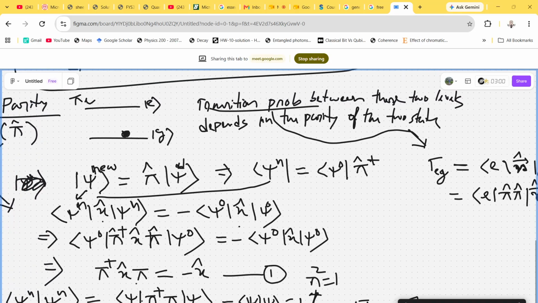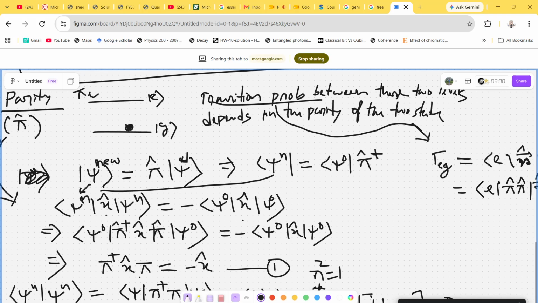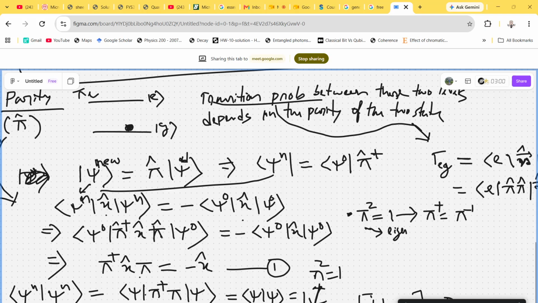So what I was telling, that excited state has parity pi e. And another property, if you study the parity operator, you will get pi has eigenvalue plus minus 1. These are the properties: pi square equals 1, and this implies pi dagger equals pi inverse. From here you can show that it has eigenvalue plus minus 1. So parity can be plus 1 or minus 1.